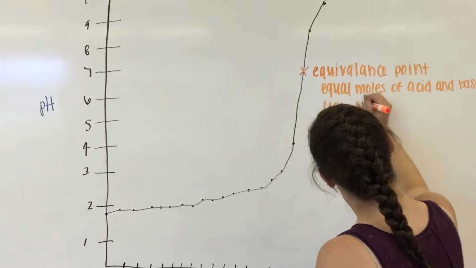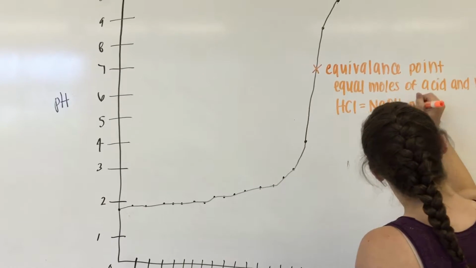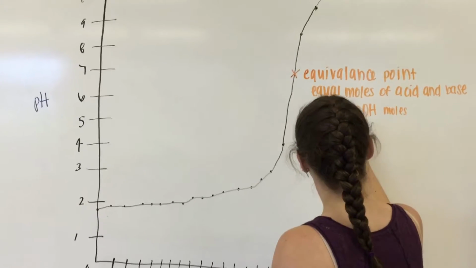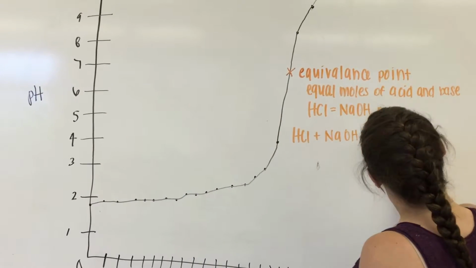The equivalence point occurs because as base is added, the hydroxide ions bond with the H+ in the solution to create water, as demonstrated by the equation Olivia is now writing.